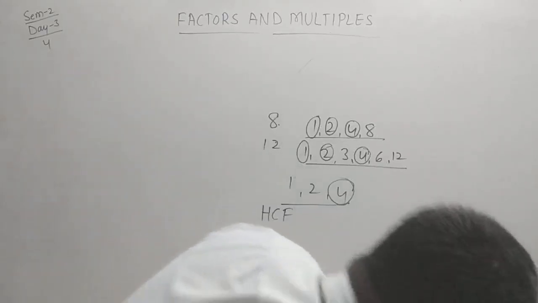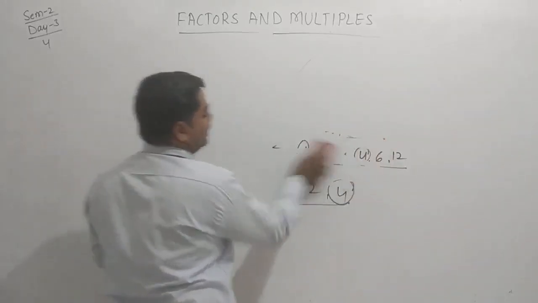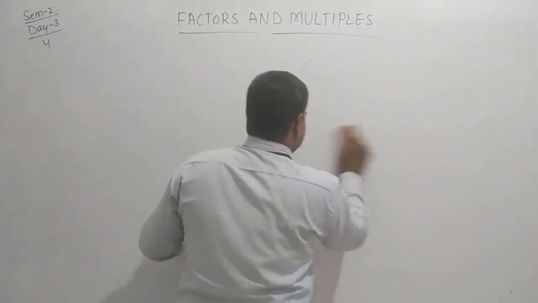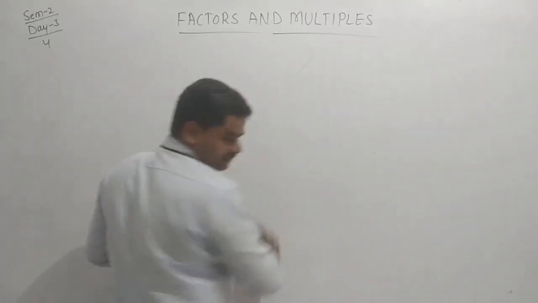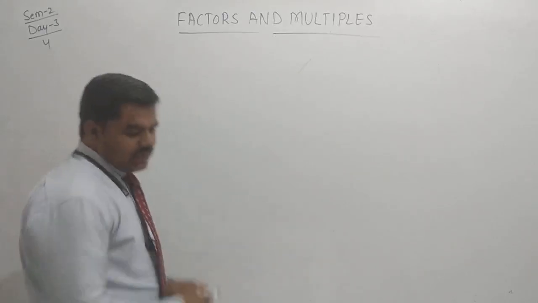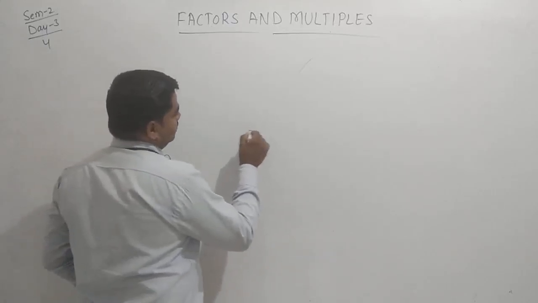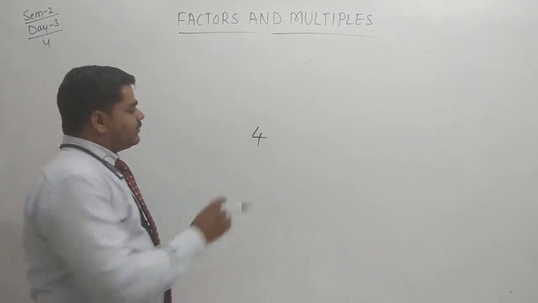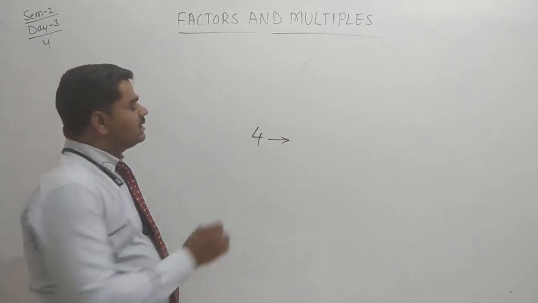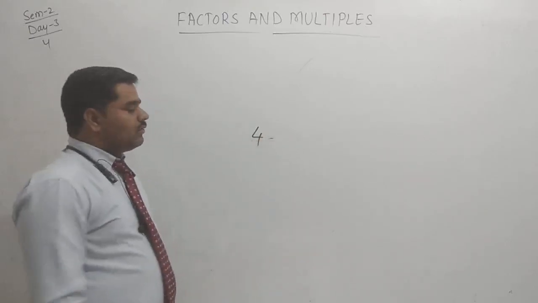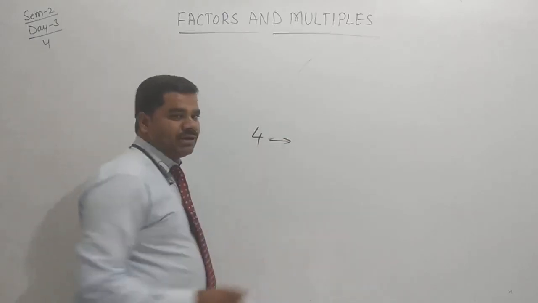Now, today we will see about the multiples. Then what do you mean by multiple? What are the multiples? See one example I will give. Here, 4 is there. This 4, we can write multiples. Multiples means the multiples of 4. We can write when we multiply with any number.